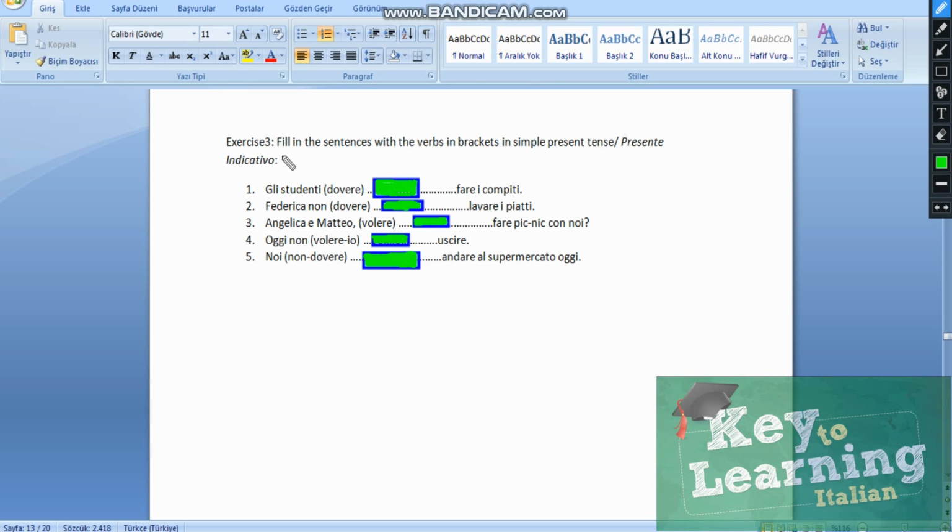In this exercise we're going to fill in the sentences with verbs in brackets in simple present tense. We have five sentences. Let's start with the first one.